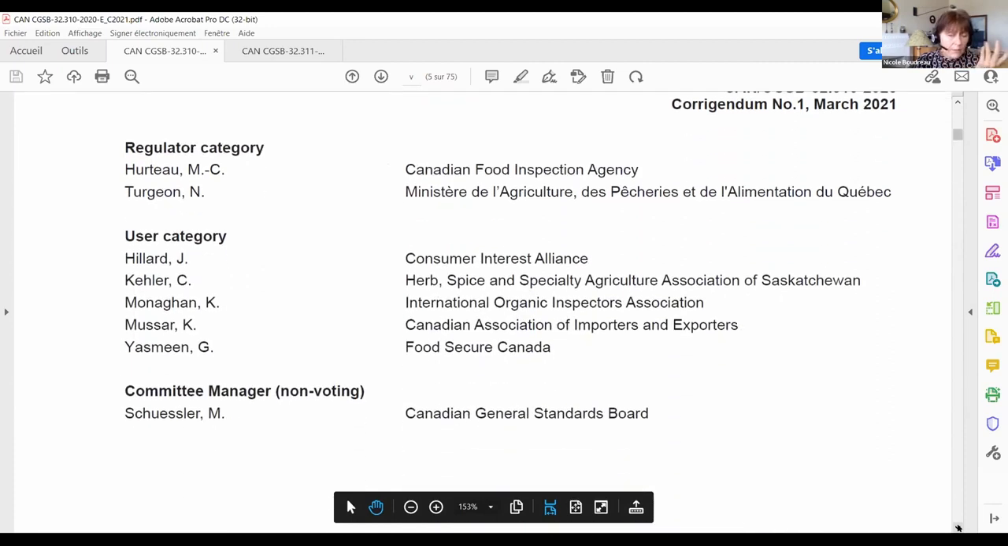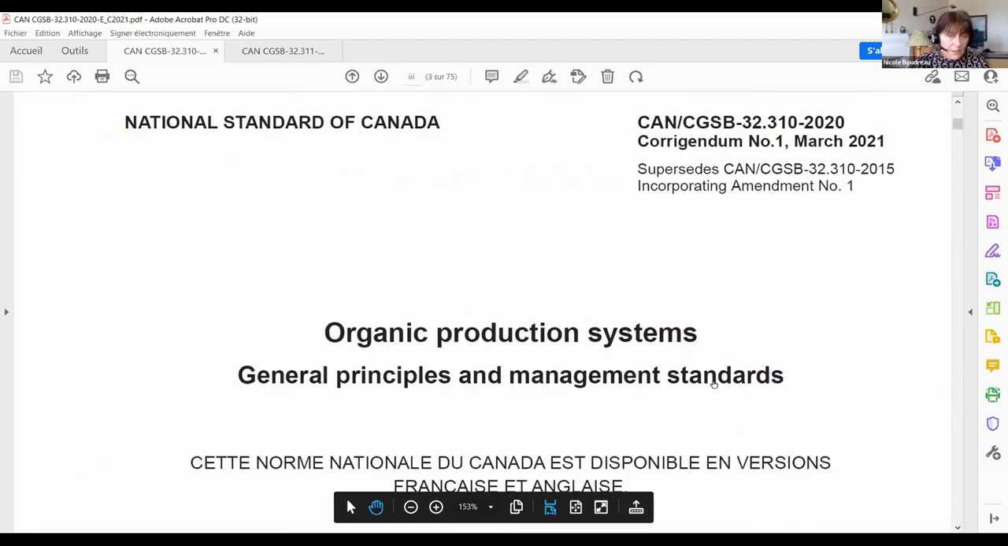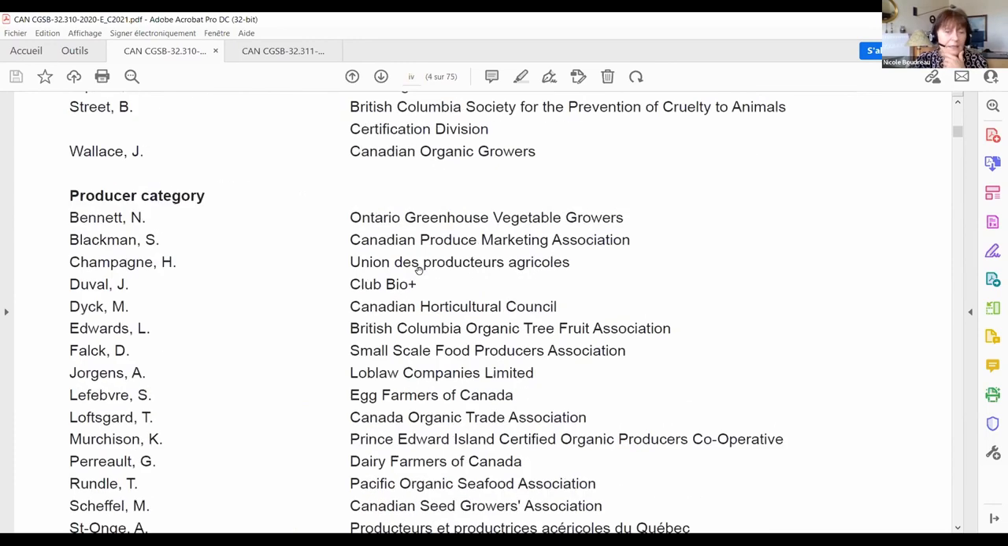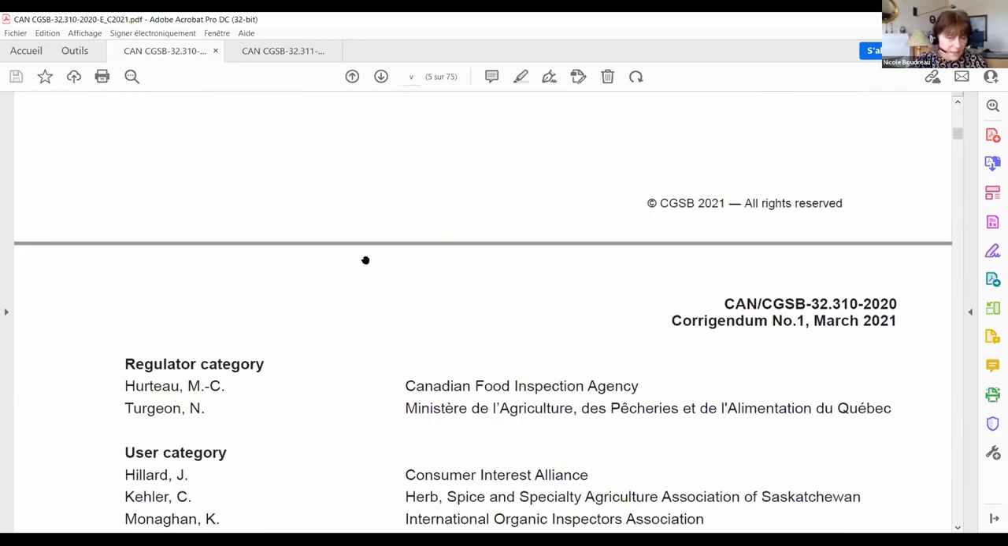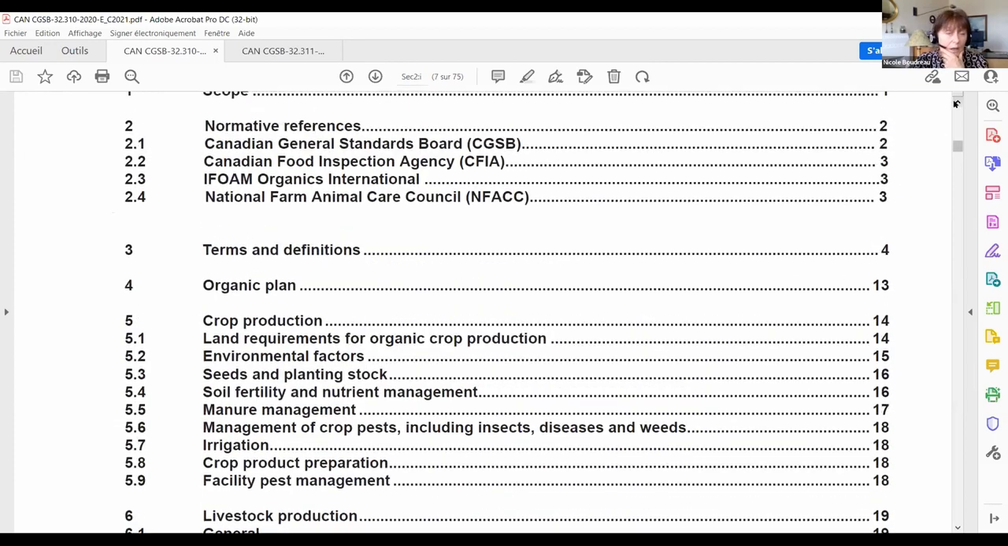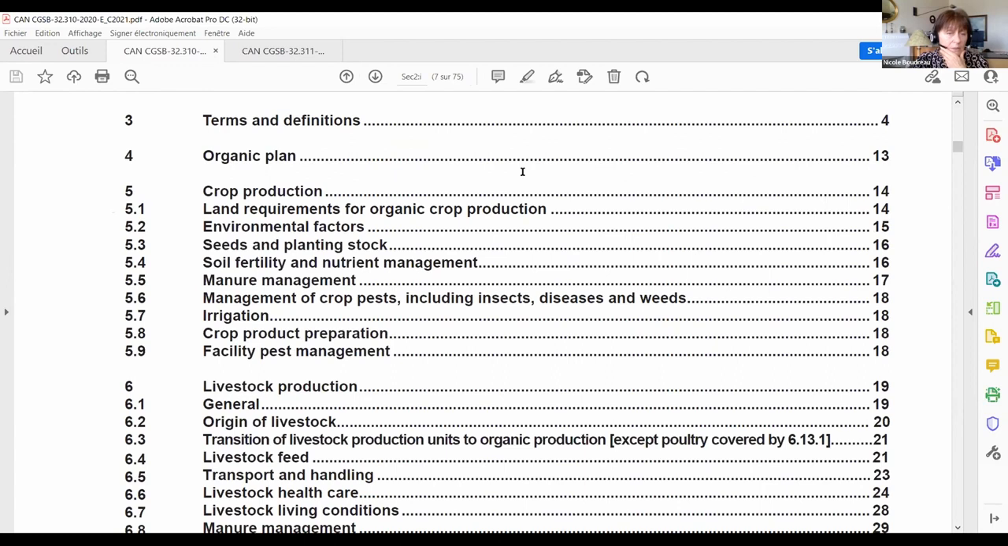And this copy of the standard was published in December 2020. So in December 2025, in 5 years from now, we will have to have prepared and revised this standard. So the standards are easy to consult. We have the scope, but the portion of the standards that are interesting for us this morning is section 5 that you see here about crop production.